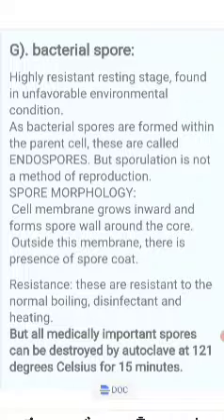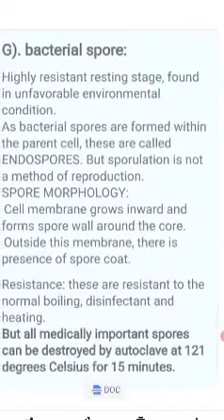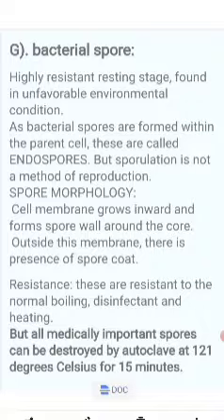The cell membrane grows inward and forms the spore wall around the core. Outside this membrane, there is a spore coat. This spore coat is really helpful to protect the spore. The actual material of the bacteria which will survive is in the innermost part of the spore, and all of the layers surrounding it are made up of the spore coat.